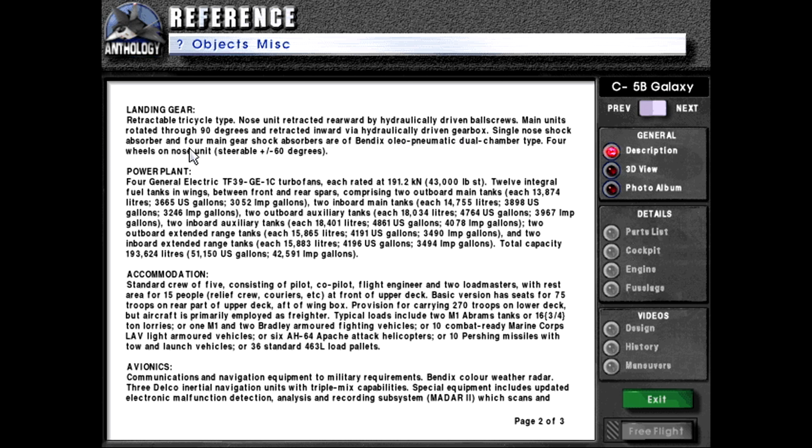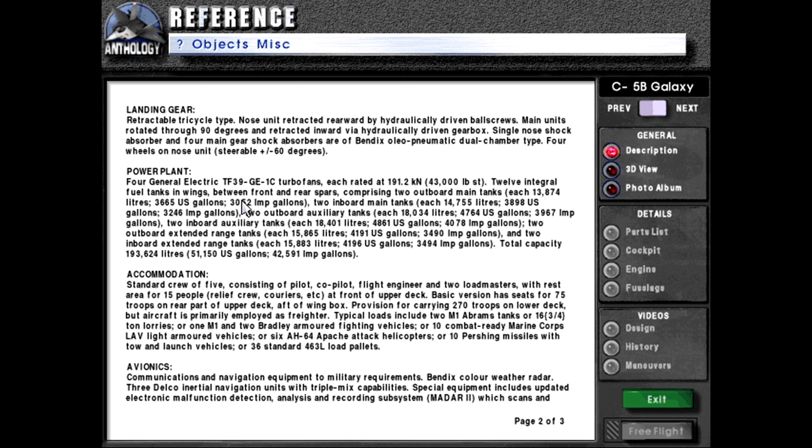Single nose shock absorber and four main gear shock absorbers are of Bendix oleopneumatic dual chamber type. Four wheels on nose unit, steerable to plus or minus 60 degrees. Power plant: Four General Electric TF-39 GE1C turbofans, each rated at 191.2 kilonewtons or 43,000 pounds force.